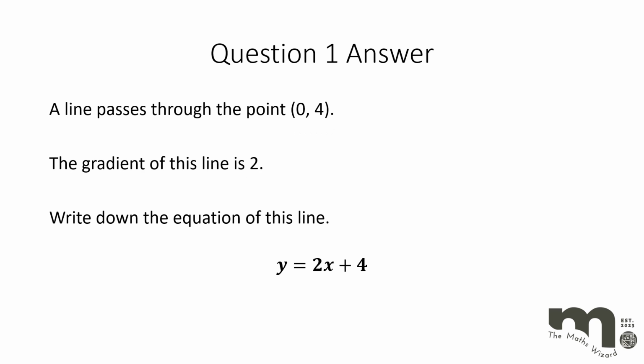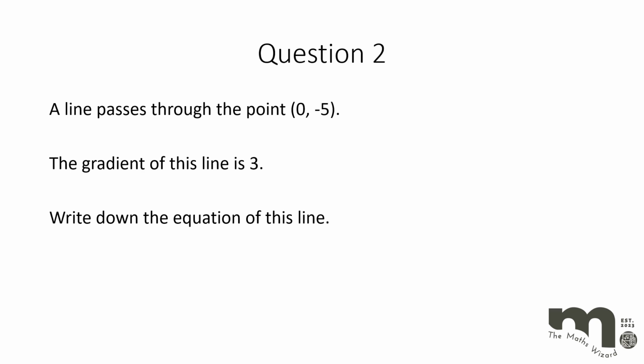Okay, and here is the solution to this question. So the gradient, remember, is always the number that goes in front of x, and it's a positive gradient, so it will be y equals 2x. And because the line is going through 0, 4, this is your y coordinate here, this is your x. The second part of the equation will be add 4. Here's another one for you then.